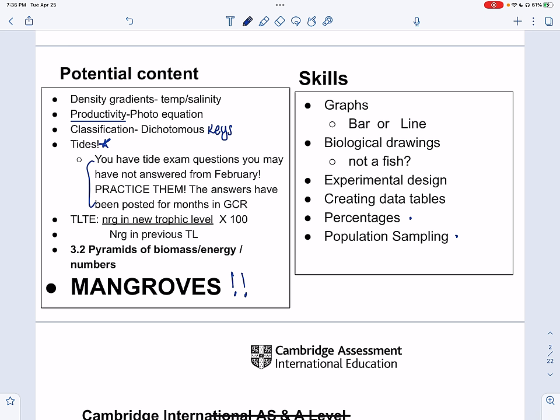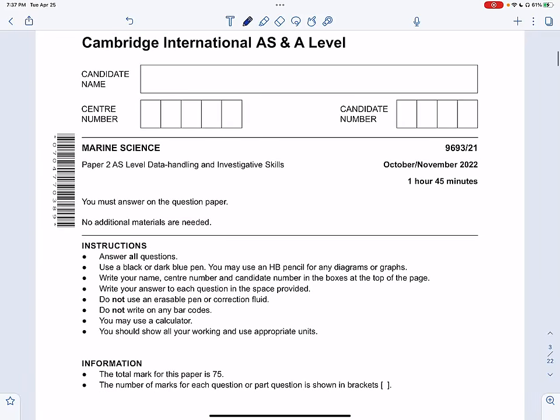Quadrat sampling with the frame quadrat for random sampling, looking at species abundance. Could be sampling with a transect, and that could be continuous or systematic. And it could also be a belt transect. So those are the potentials. All right.